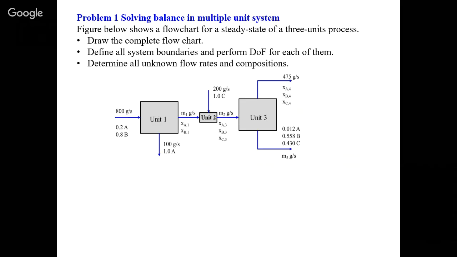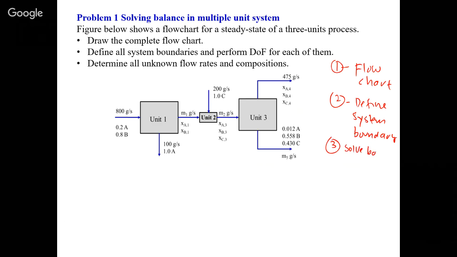So there are 3 steps to do so. First of all, you need to draw the flowchart. Step number 2 is that you need to define the system boundary. And step number 3 is to solve the balance. So these are the 3 steps in solving the balance for multiple units.